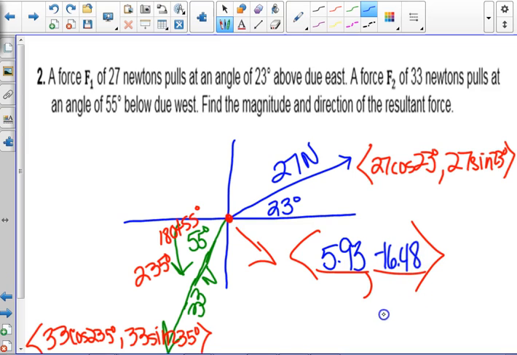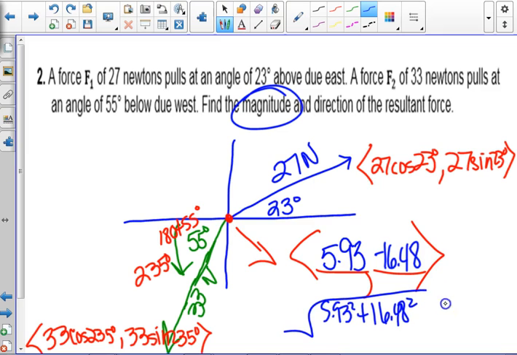Okay. All right. Now what? How do we find the magnitude? Square root. Anybody? How many newtons of force? 17.5 newtons. Okay, why is it so much less? This one was 27, this one was 33. Yeah, because they're pulling against each other almost, right? I still get to go flying forward, but not that much.